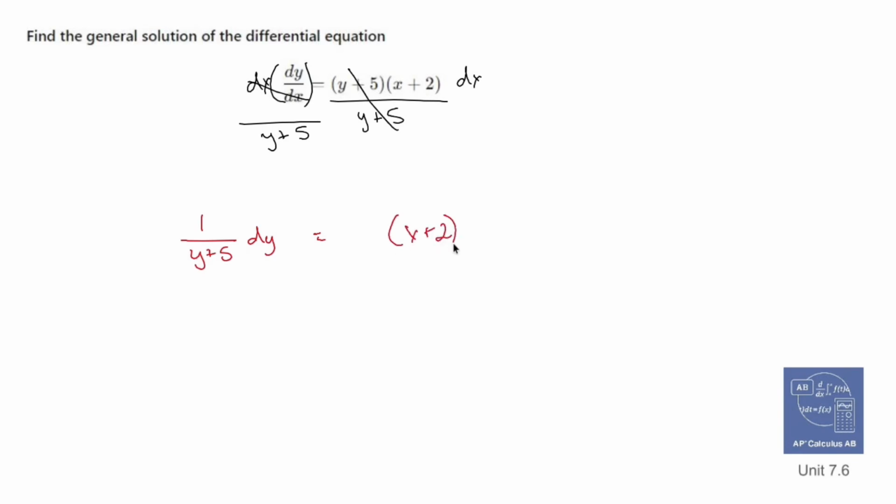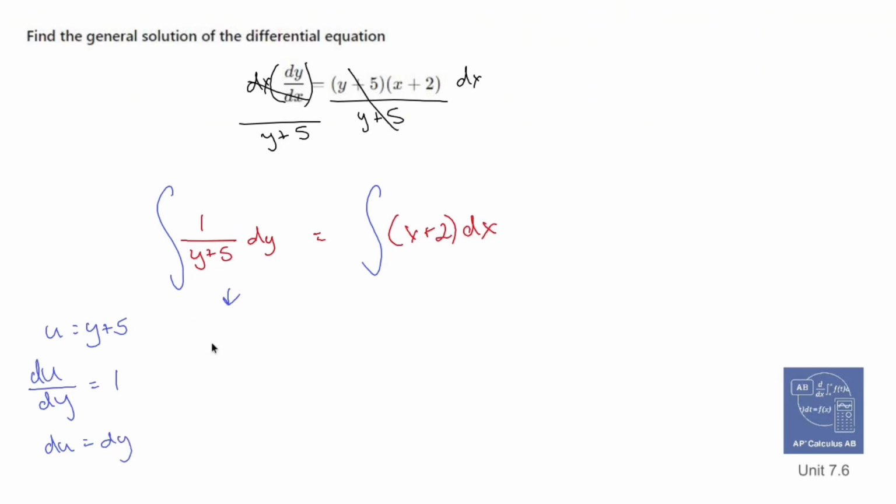is equal to x plus 2 dx. Now, in order to make those dy's and dx's go away, we have to integrate both sides with their respective y and x values. The left side is going to require u substitution. So let's let u equal y plus 5. Du dy would equal 1. How nice. And so multiplying both sides gives us du equals dy.